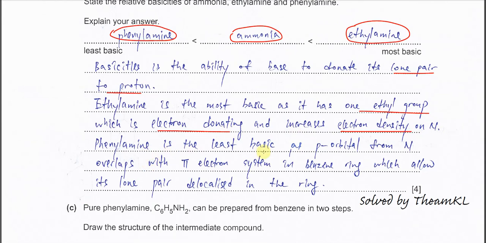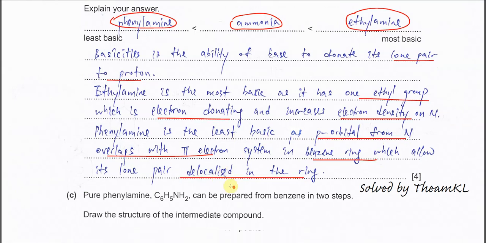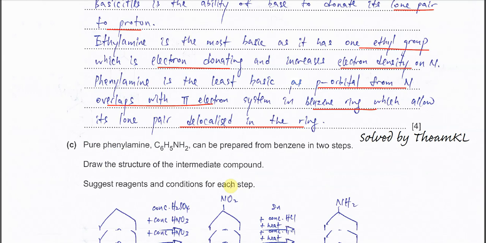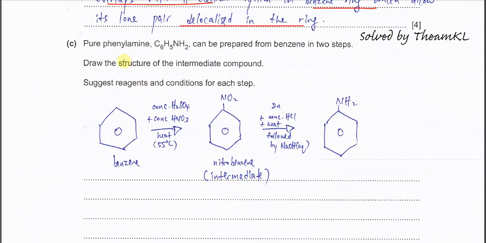Phenylamine is the least basic because the p orbital from the nitrogen overlaps with the pi electron system in the benzene ring, and therefore the lone pair will delocalize in the ring and the lone pair is less available. This is how you explain this basicity. Part C. Pure phenylamine can be prepared from benzene in two steps. Draw the structure of the intermediate, and suggest reagents and conditions for each step.